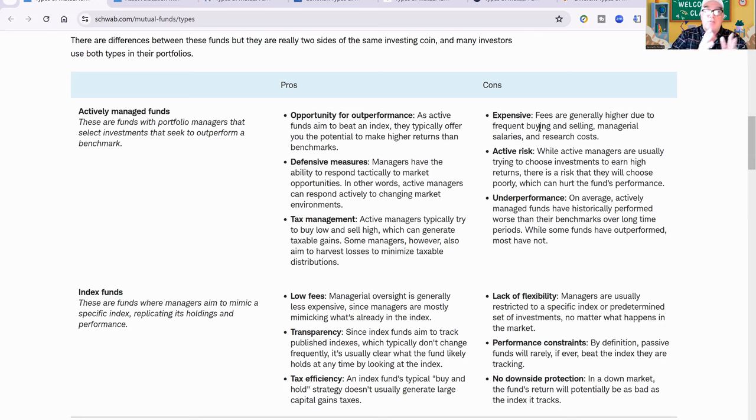So the understanding is that if you're an active manager, the good things are you could outperform. You could react to bad news and change your portfolio to handle defense. And hopefully they try to reduce some of the tax risk.